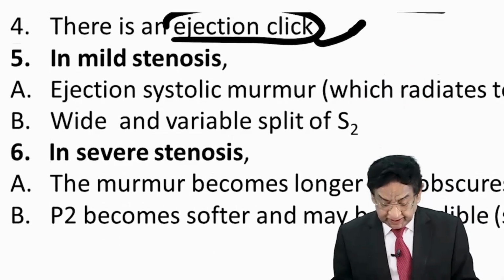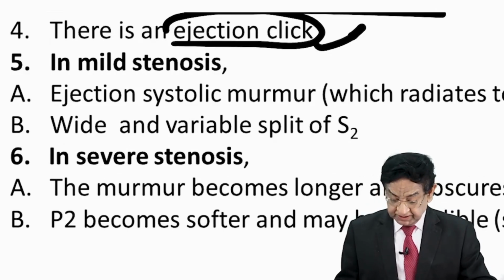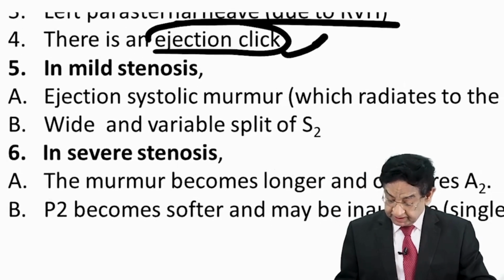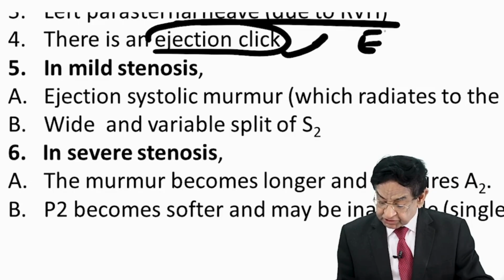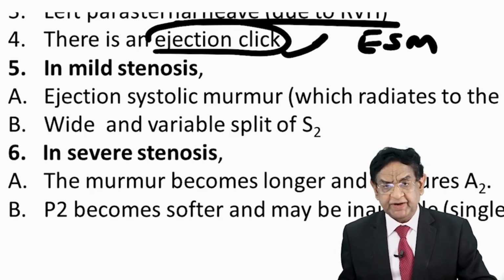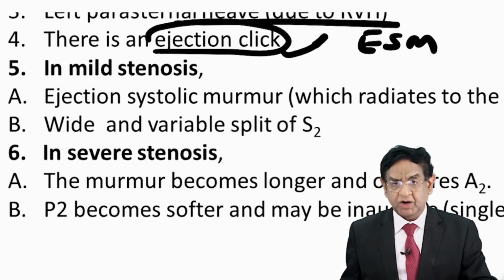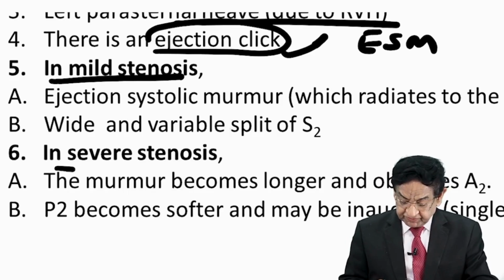Now let me tell you what happens in mild and severe stenosis. There is an ejection systolic murmur, also heard in pulmonary stenosis, like the murmur in aortic stenosis. But there is a difference in mild and severe stenosis.